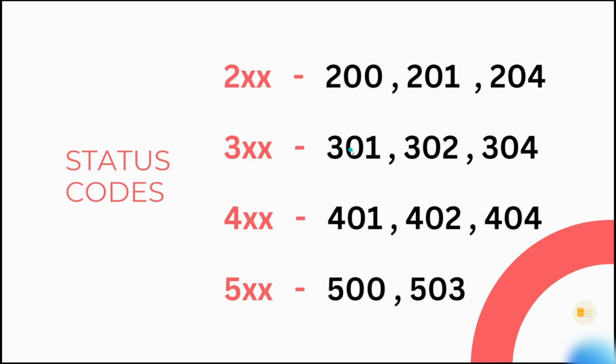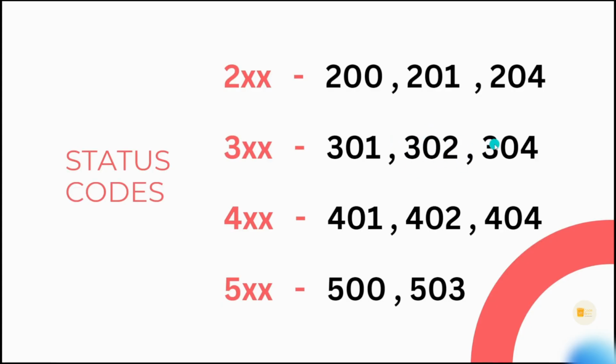Okay, so for example, 301 means moved permanently. That means if you're requesting some API or a URL, you can say that this URL has moved permanently to some other URL, so you would send this response. Okay, 302 means found. The requested URL is temporarily located at a different URL. That means you can say that this website is temporarily moved to some other URL.